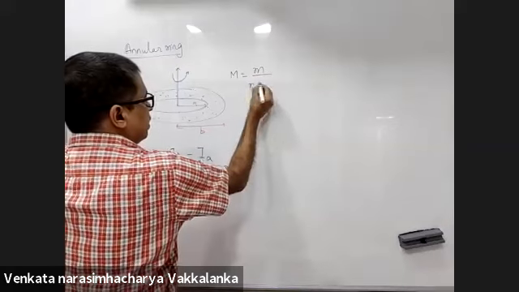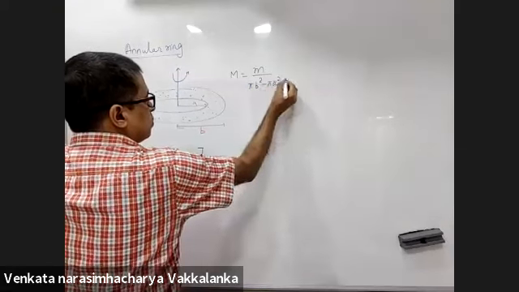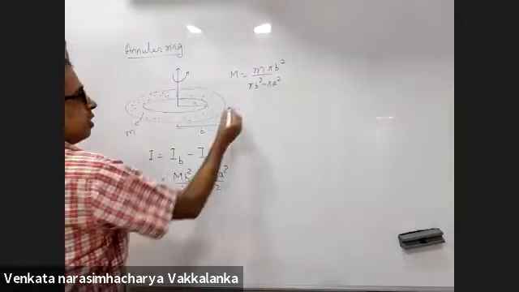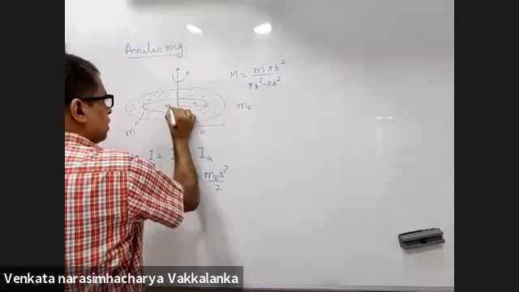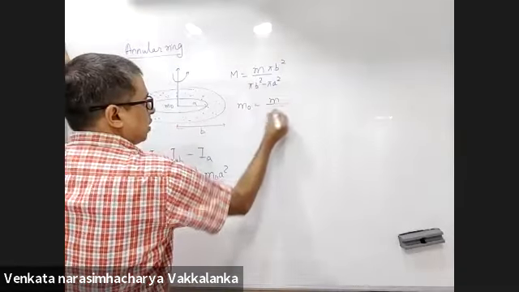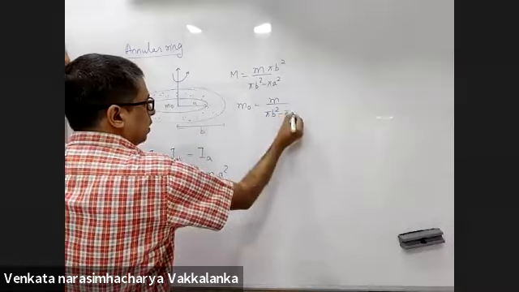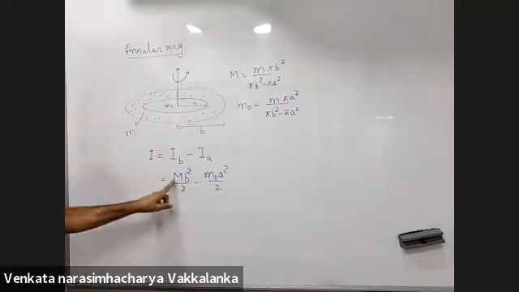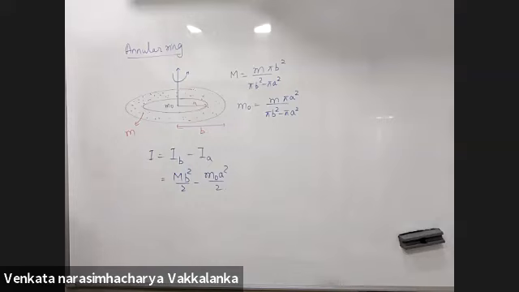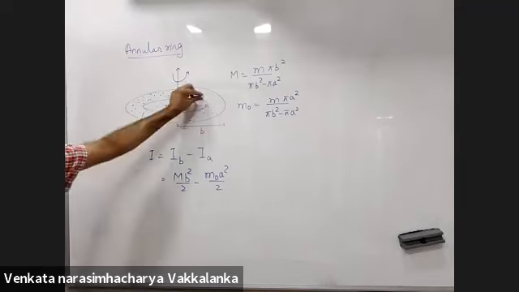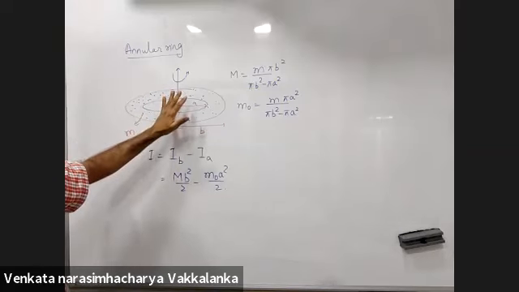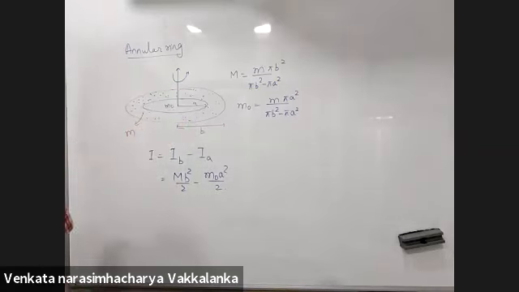Mass per unit area, M by pi B square minus pi A square, into pi B square. M naught is the removed mass: M by pi B square minus pi A square, into pi A square. Substitute capital M and M naught, you get the answer. This is one way of solving it. The other way is to consider an elemental ring, just as you did for a disk. Only thing, limits will change from A to B.